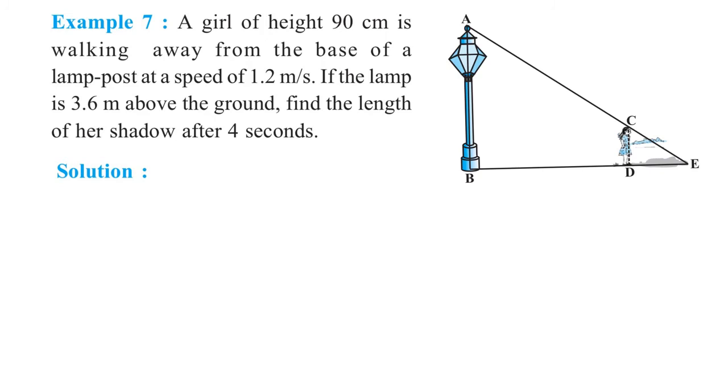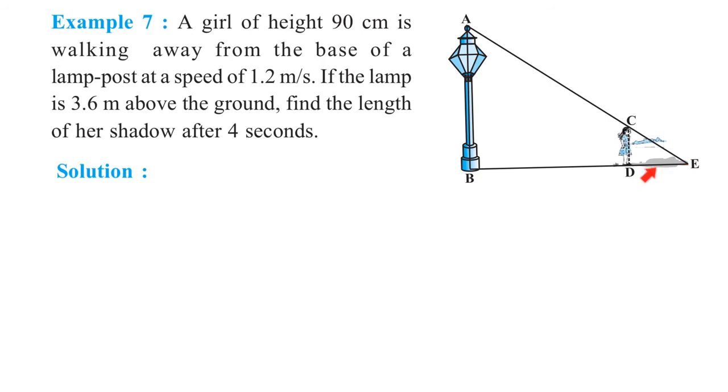Let's try this. A girl of height 90 centimeters, the height of the girl is 90, is walking away from the base of a lamp post at a speed of 1.2 meters per second. If the lamp is 3.6 meters above the ground, the height of the lamp, find the length of her shadow after 4 seconds.